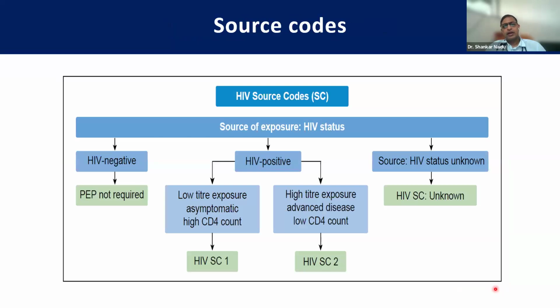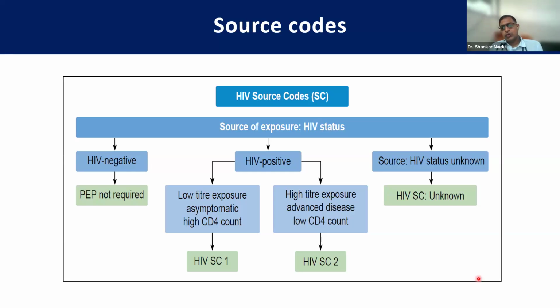The other thing that determines eligibility is the source code. This is mainly the patient-related code. If the patient's HIV status is negative, PEP is not required. If the patient's HIV status is positive, then we have to see whether the patient is asymptomatic with a high CD4 count and the exposure is a low titer exposure. Then the HIV source code would be 1. And if there is a high titer exposure, or if the patient has advanced disease with a low CD4 count, then the HIV source code would be 2.